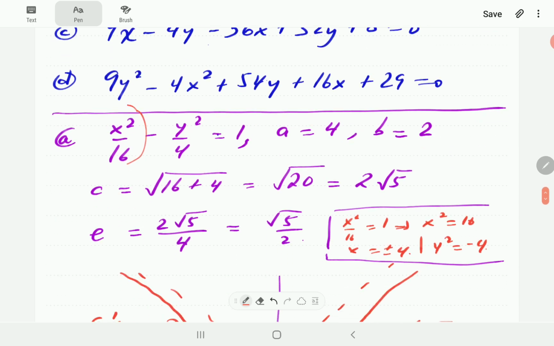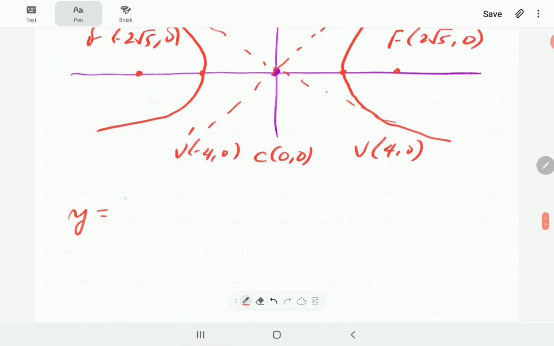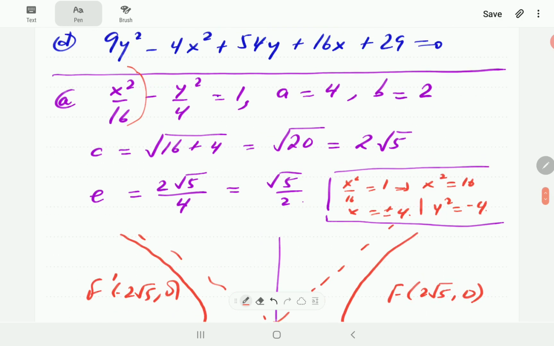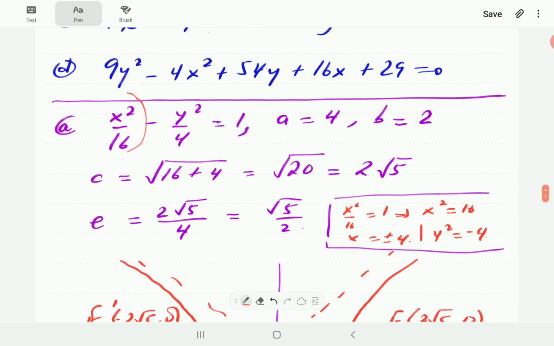Then we need to find the equations of the asymptotes. The equations of the asymptotes are given by this equation here. So y equals plus or minus b over a times x; b is 2, a is 4, so that's going to be 1/2 x. Those are the two equations of the asymptotes.